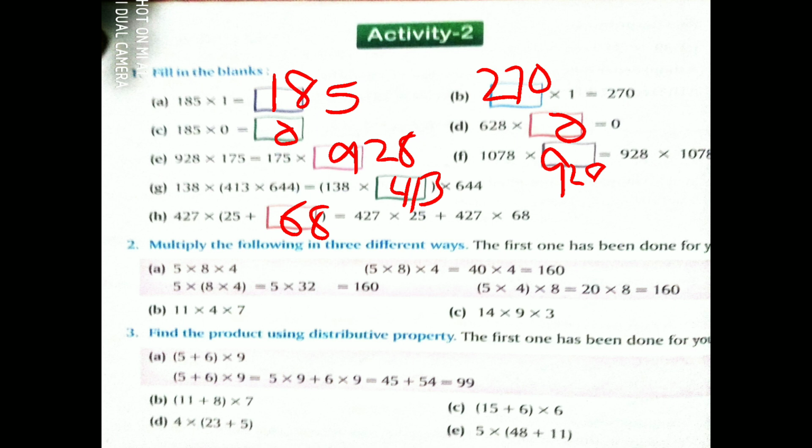What is multiplication? Multiplication is repeated addition, and for that you have learned three terms: multiplicand, multiplier and the product. Multiplicand, the number to be multiplied. Multiplier, how many times you have to multiply the multiplicand. Clear? And the answer of it is called product. On the basis of that, we have done activity 1 and we have done properties also. So I hope you understand.